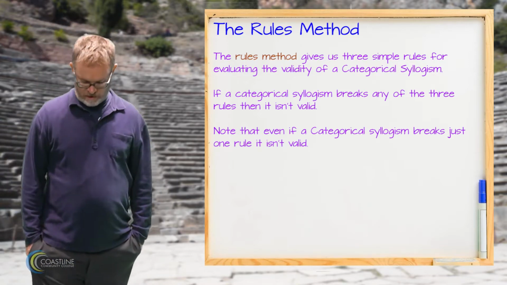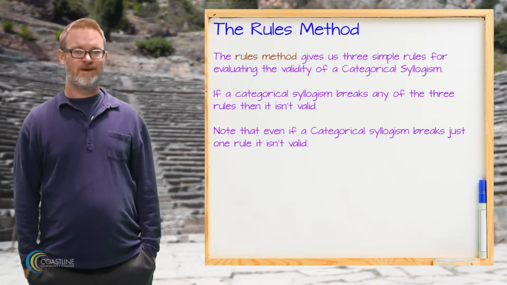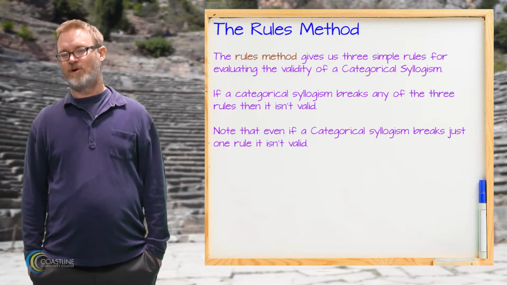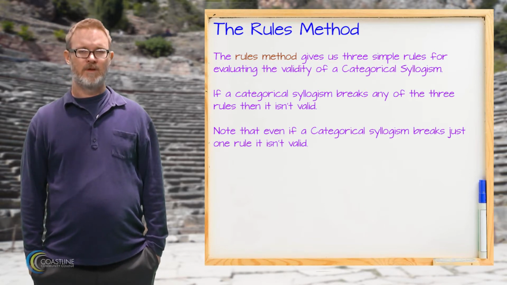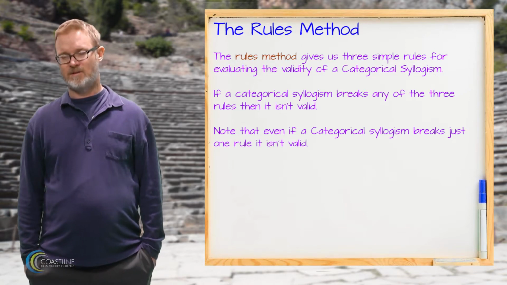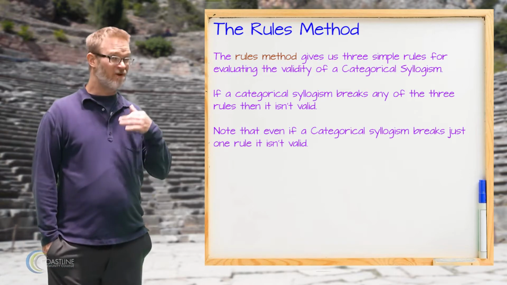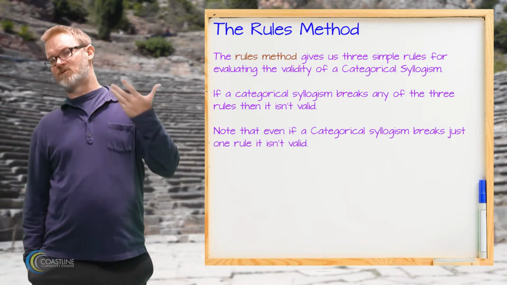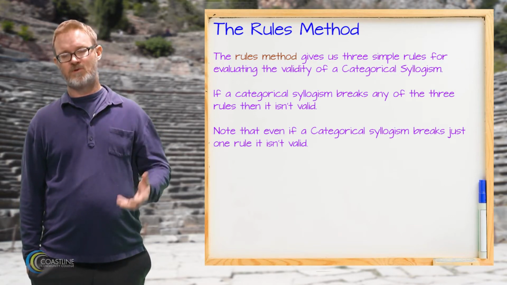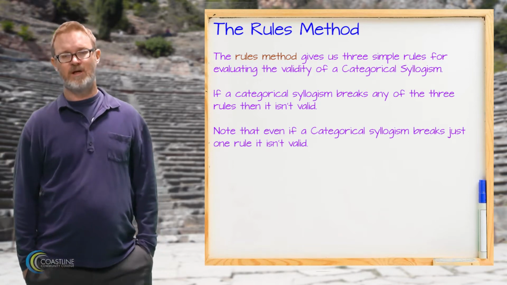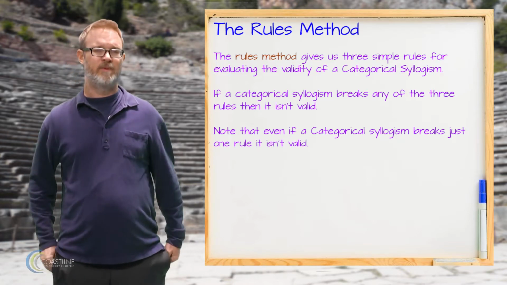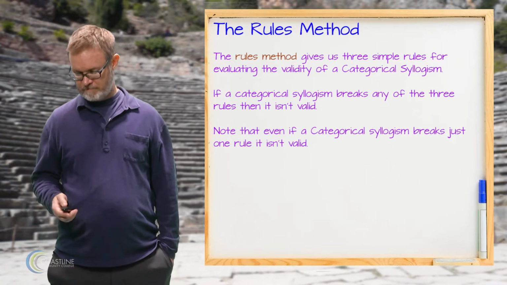And the reason I use the rules method and teach it and like it so much is that it's really pretty straightforward, right? The idea here is that there are three rules, and if a categorical syllogism breaks one of the rules, it is invalid. And it's that simple. A categorical syllogism that breaks all three rules would be invalid. One that breaks two rules is invalid, but it just takes one broken rule of these three for a categorical syllogism to be invalid. So of course, if a categorical syllogism passes all three rules, then it would be a valid argument. All right, that's the idea.